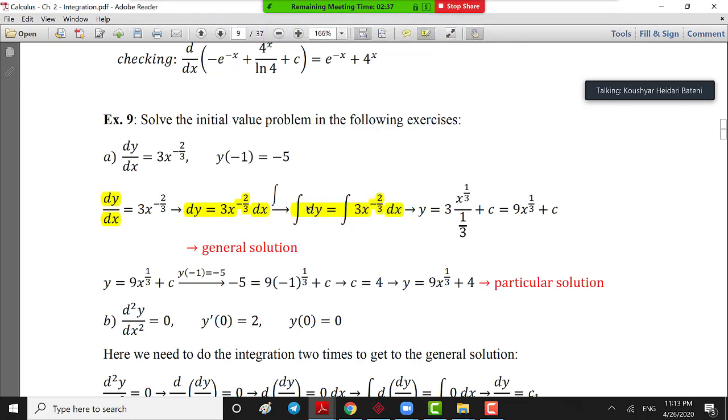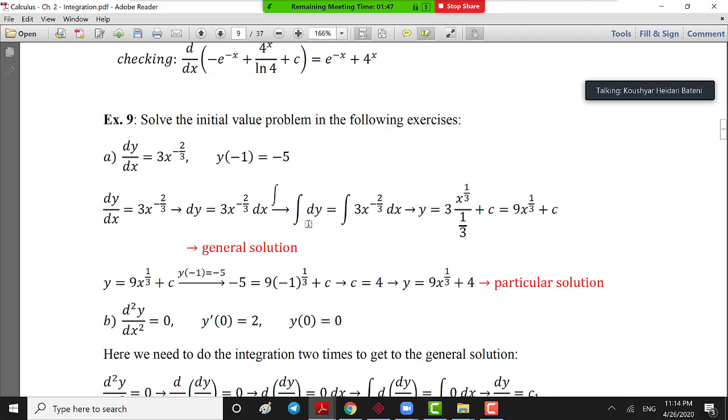So what have I done here? I've calculated the integration of both sides. Now I have this: the integration of dy is equal to the integration of 3 times x to the minus 2 over 3 dx, right? This is a very important conclusion. But let's actually calculate the result of this integration and that integration.